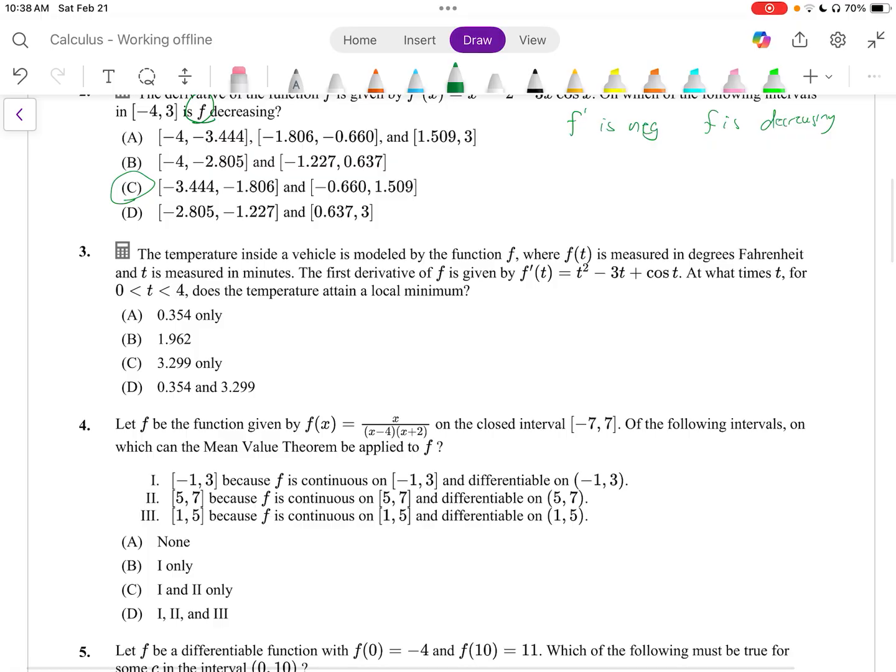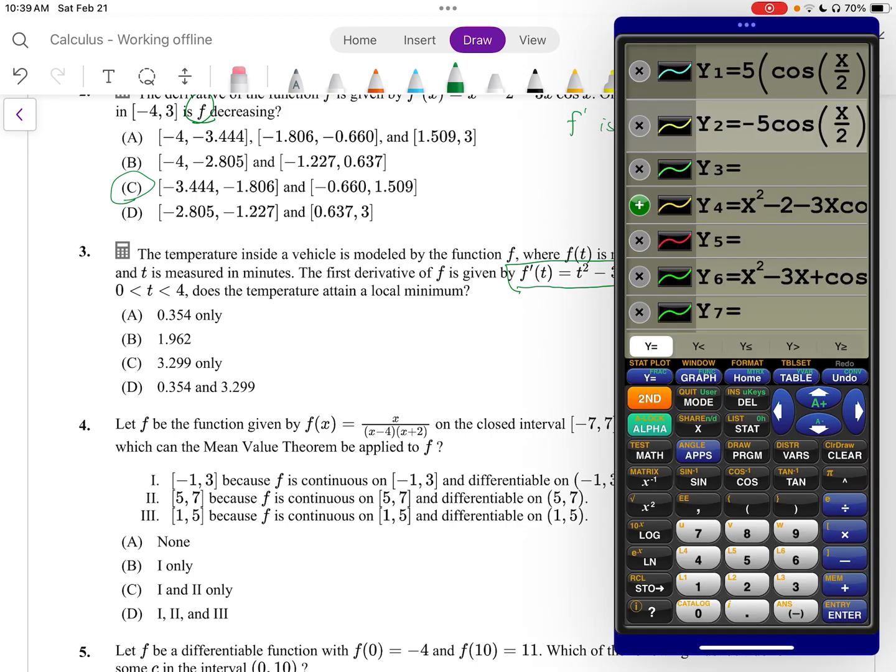Number 3, the temperature inside a vehicle is modeled by the function f, where f of t is measured in degrees Fahrenheit and t is measured in minutes. The first derivative of f of t is t squared minus 3t plus cosine t. At what times t between 0 and 4 does the temperature attain a local minimum? So a local minimum. Again, we can use our graphing calculator. We want to know when f has a local minimum. That will be when the derivative is 0 or undefined. And so on a graph, that's when it hits the x-axis.